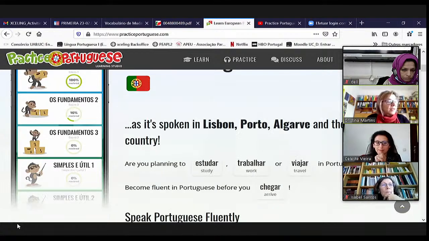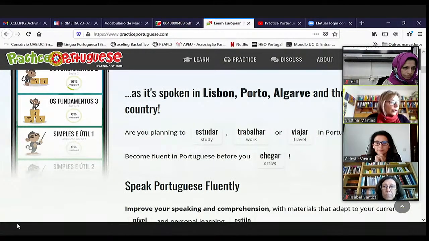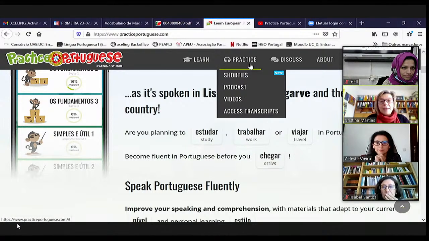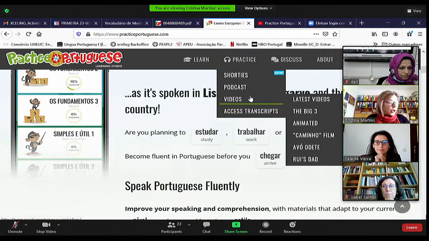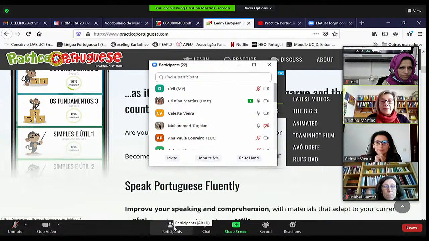The main page gives us a good idea of some of the features of this digital technology, and they are especially useful for beginner learners, such as English translations of some of the content, audio recordings in slow motion. And users can also access videos with subtitles, audios, and video podcasts in the website through the practice menu.